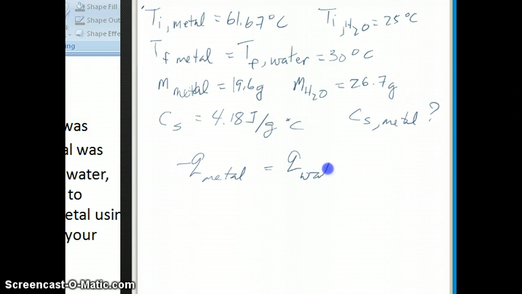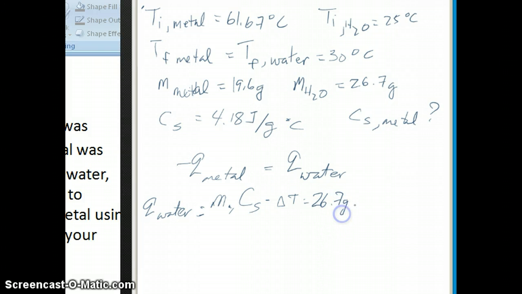Okay? The water is the one absorbing energy. So we can first calculate Q of water and then later on relate it to the Q of the metal. So if you think about it, Q of water, of course, is just the mass of water times C of water times delta T of water.